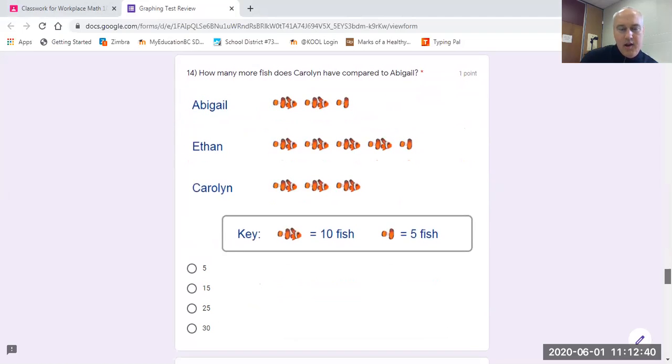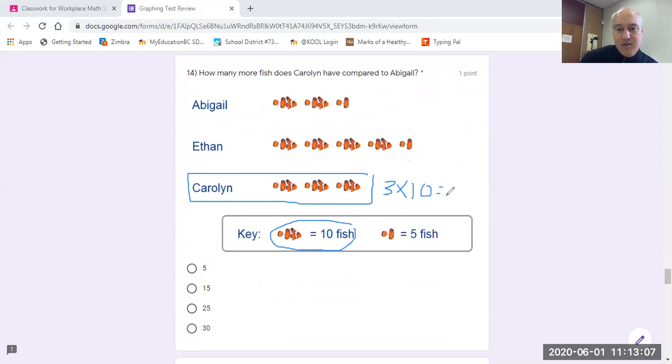So let's take a look now at some pictographs. These aren't particularly difficult, I don't believe, but let's take a look at how we would look at this one. It says, how many more fish does Carolyn have compared to Abigail? So Carolyn is right here, and she has 3 fish that are shown, but each of these fish really represents 10. So it's basically 3 times 10, so Carolyn has 30 fish. Hopefully that makes sense to you.